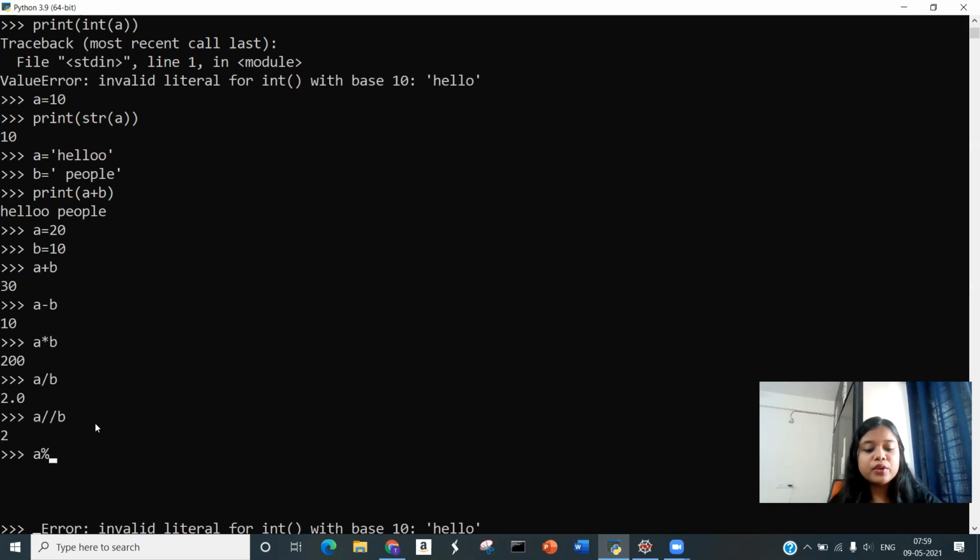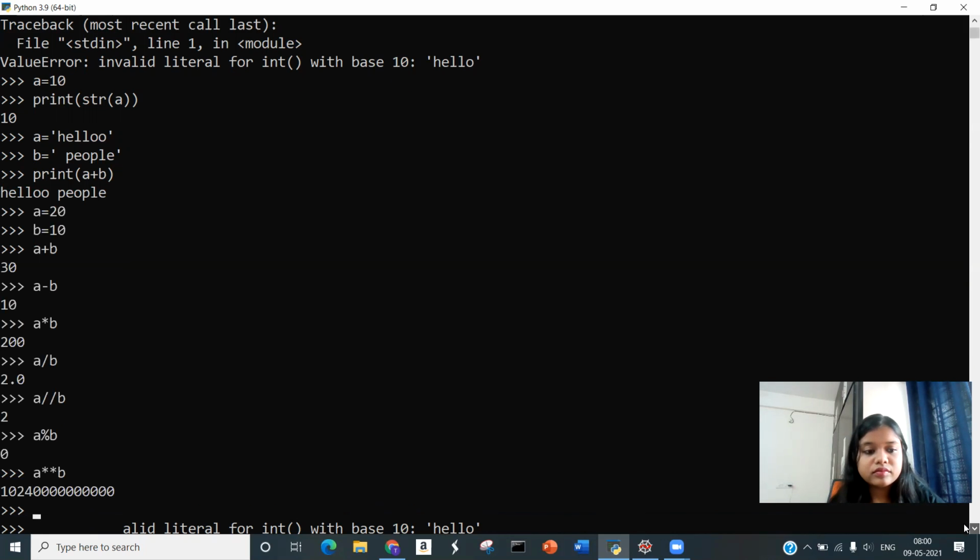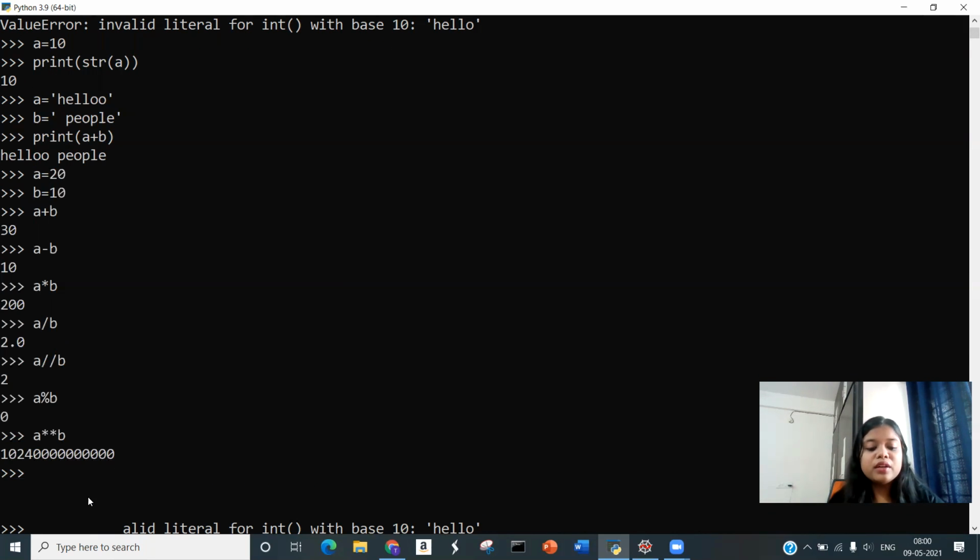Now let's see if I do modulus. If I want to print the remainder of a divided by b, then what will I get? I got 0 because 20 is exactly divisible by 10. So you're going to get a modulus b as 0 because modulus is basically going to print the remainder. Now a exponent b. We got a big number because it's basically 20 to the power 10. Now let me take two float variables.